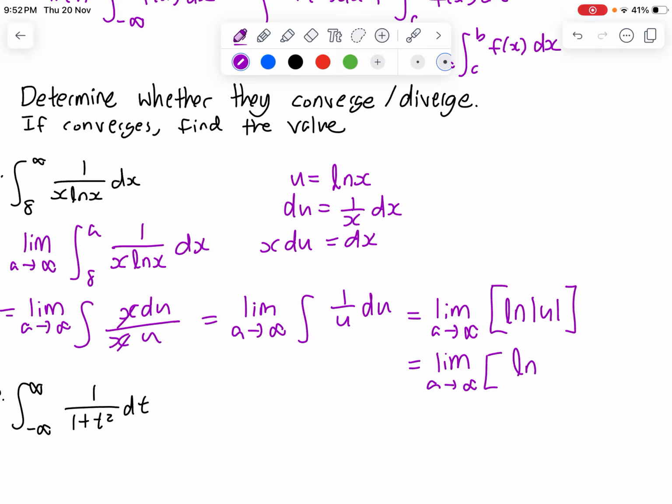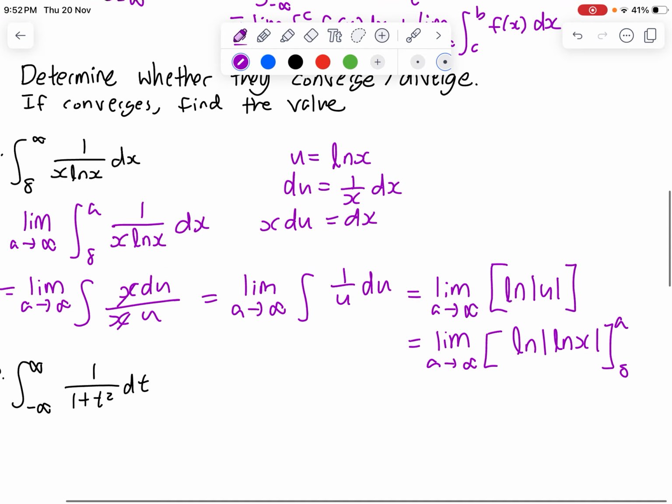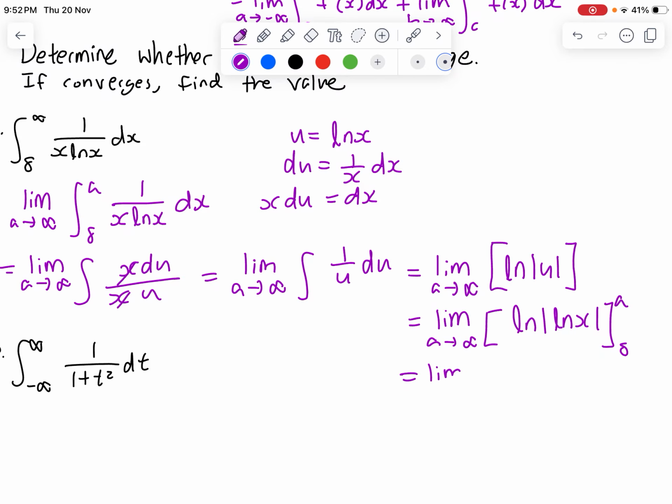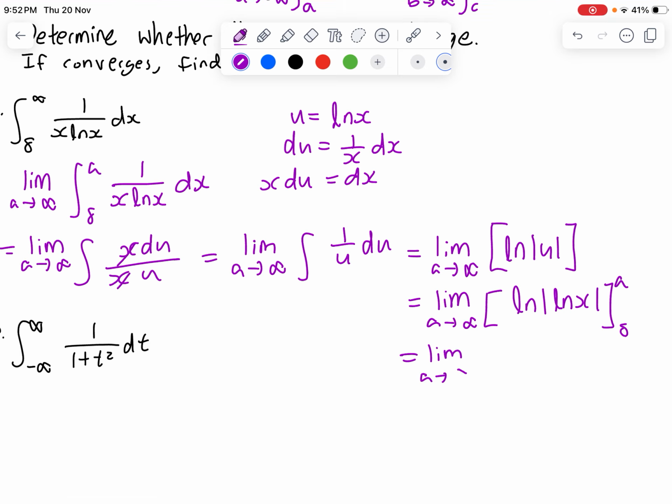So I'm replacing u back into ln of x. My bounds now, I could plug this back in, so that's 8 and that's a. We have that, and then we basically plug it in.